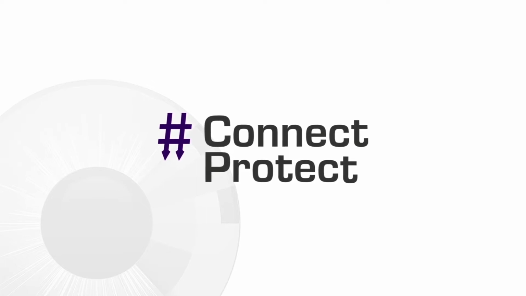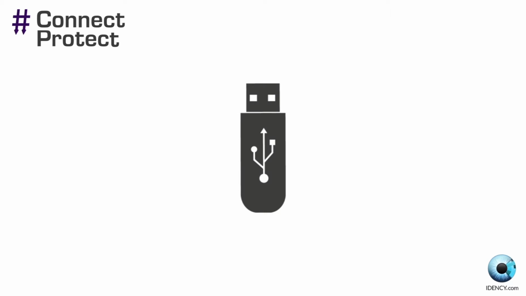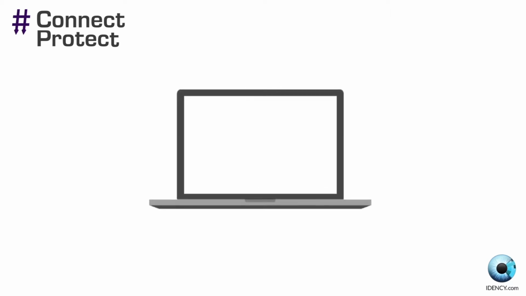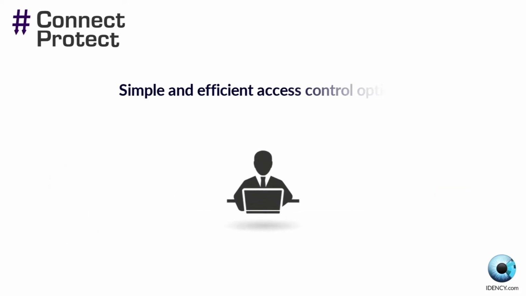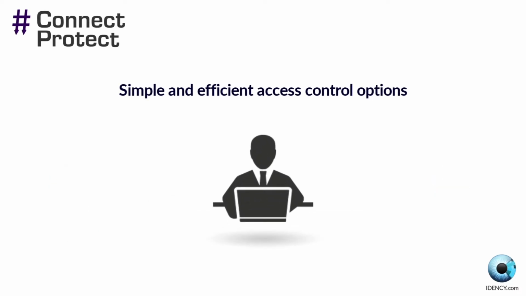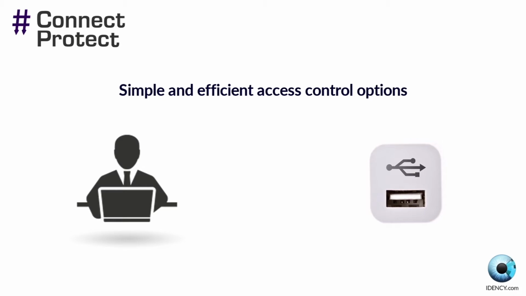Connect Protect is Becrypt's port control solution. You have USB ports on your computer. Once plugged in, flash memory sticks, cameras and mobile phones are commonly used to steal your data. Connect Protect can protect you and your business or organization against this data leakage. It provides simple and efficient access control options for you to define what should happen when certain devices are connected via a USB port or other peripherals.